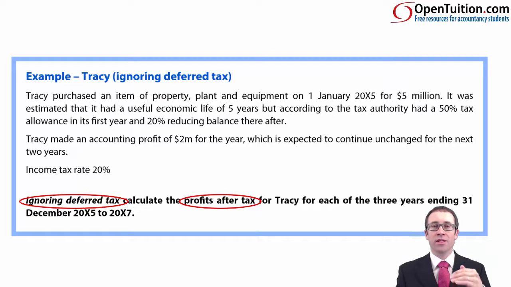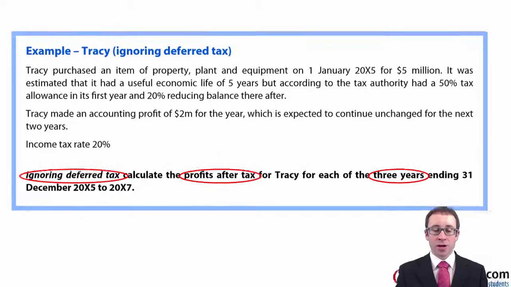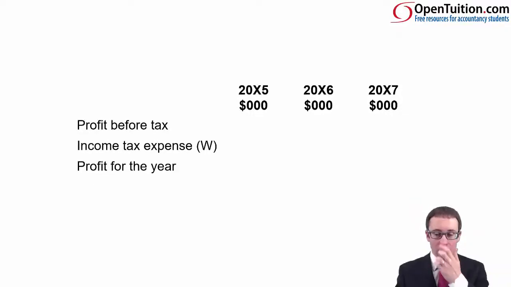So in order to do that, we need to take profits before tax, we need to work out the tax charge, and then we need to work out your profit after tax, or your profits for the year. And it wants us to do it for the 3 years? Okay. So as we said, if we're going to work it for X5, X6, and X7, you've got the pro forma that you can set up there. We need to work out PBT, we need to work out the income tax expense, and we need to work out the profit for the year, don't we?